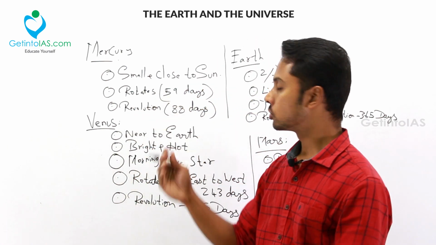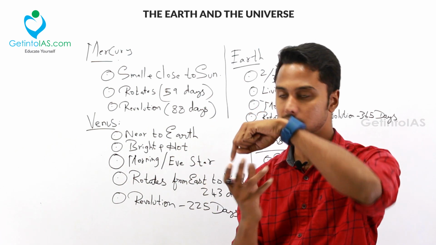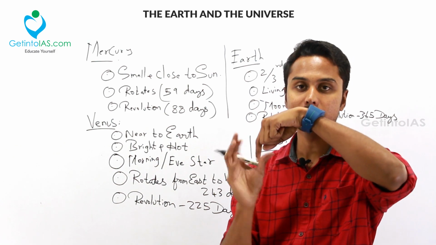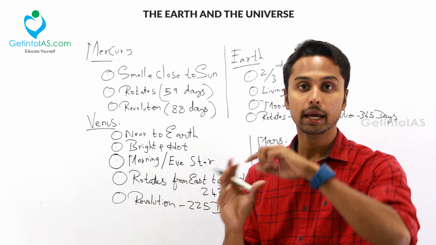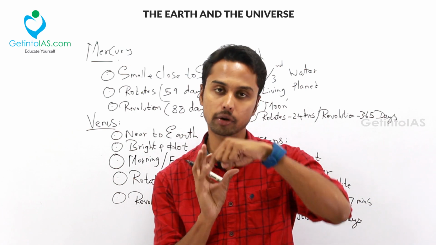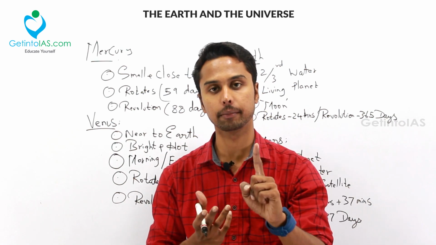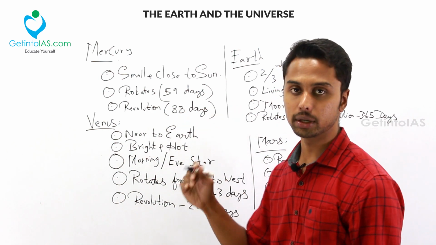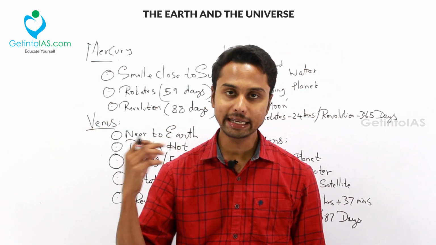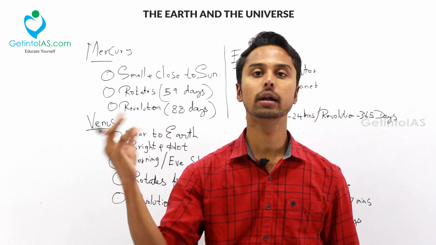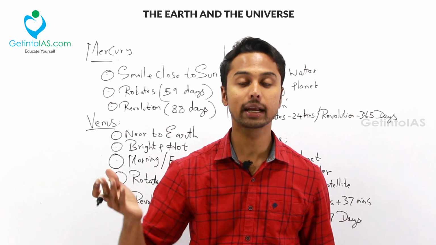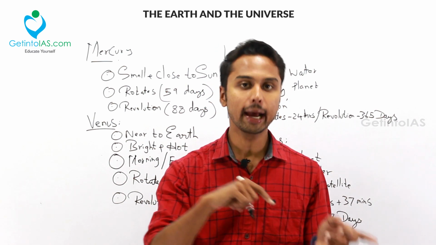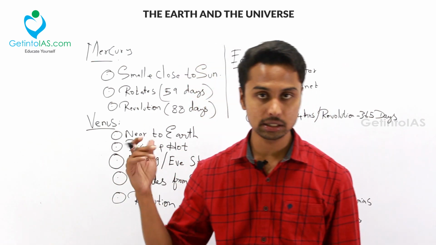So Mercury takes one full rotation in only 59 days. On the other hand, Earth takes only 24 hours for its full rotation. That's why it is 1 day. For revolution, Mercury takes 88 days. What is revolution? Around the sun. In 88 days, Mercury will finish its one revolution. On the other hand, Earth takes roughly 365 days, which means 1 year. So 1 day and 1 year with respect to Earth. That is the thing about Mercury.